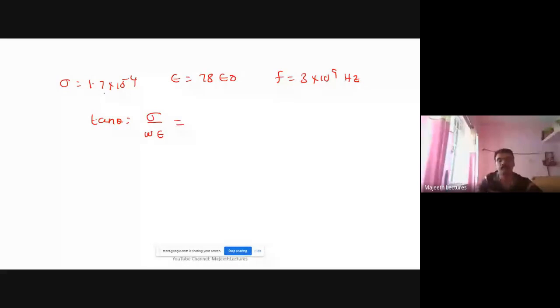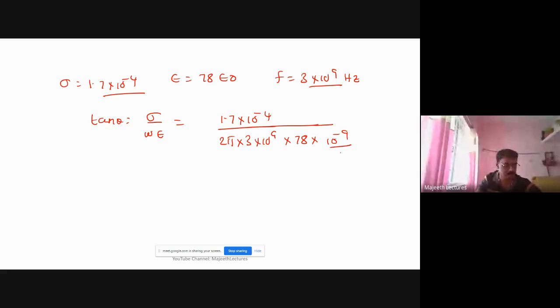Sigma is 1.7 into 10 power minus 4. Omega is 2 pi f, 2 pi into 3 into 10 power 9. Epsilon is equal to 78 epsilon naught. We know epsilon naught is 10 power minus 9 divided by 36 pi, or 8.854 into 10 power minus 12. You can use anything, but why do I use 36 pi? Because already we have the 2 pi, so I can cancel this.